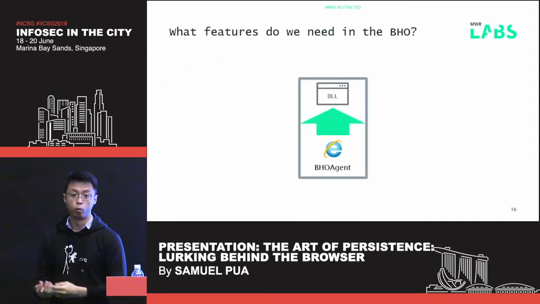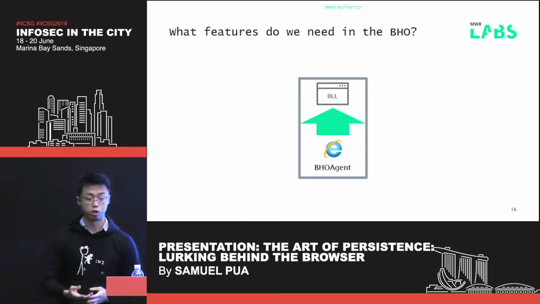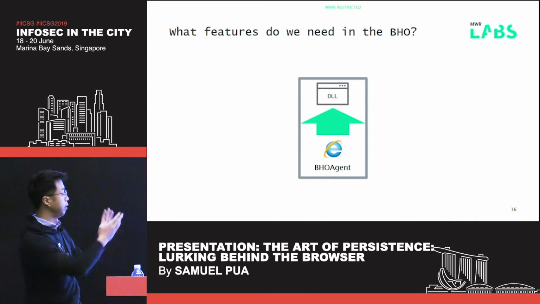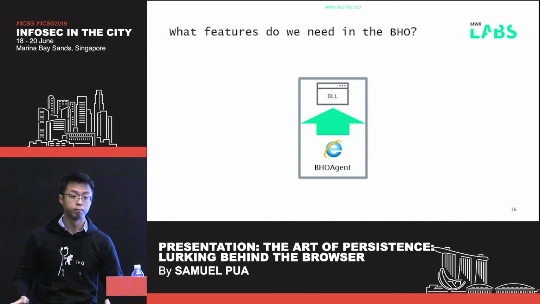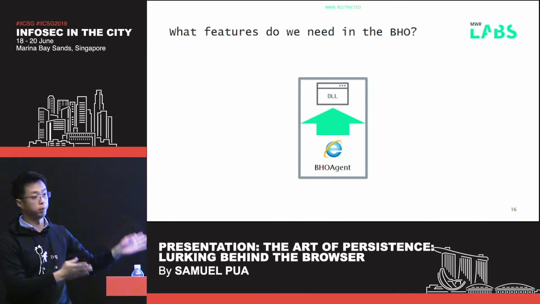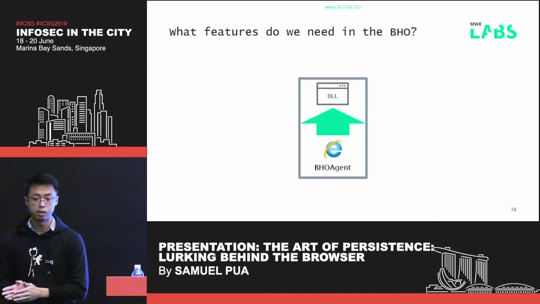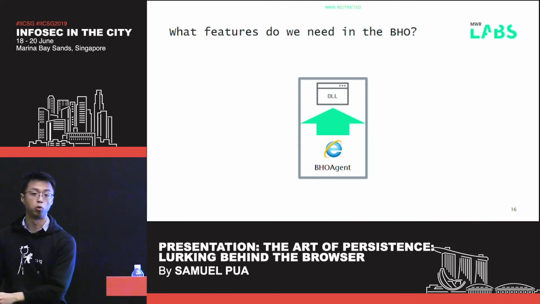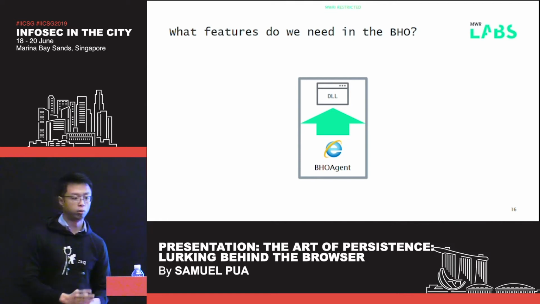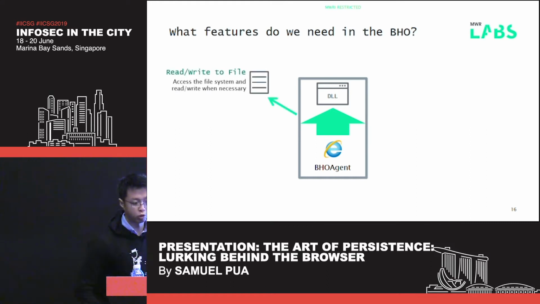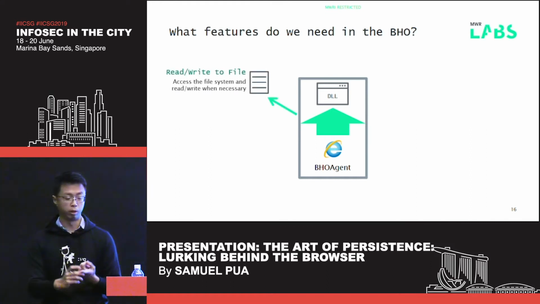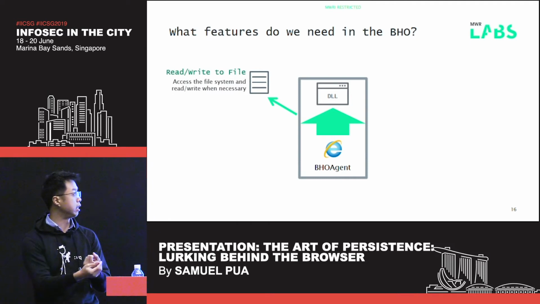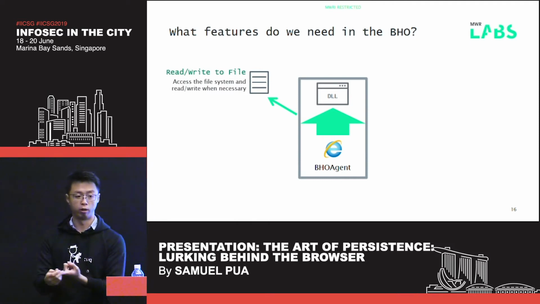Knowing the mechanism we need, we started to consider the features we need for the BHO. Earlier, as I was mentioning as well, the intention of the BHO is not to be a super tool. The intention for the BHO is for it to persist in the environment and thereafter be able to load a fully featured payload if necessary to conduct any further attacks. So for us, we will need the BHO to be able to write to file, to write any potential payloads that we want on the file system.